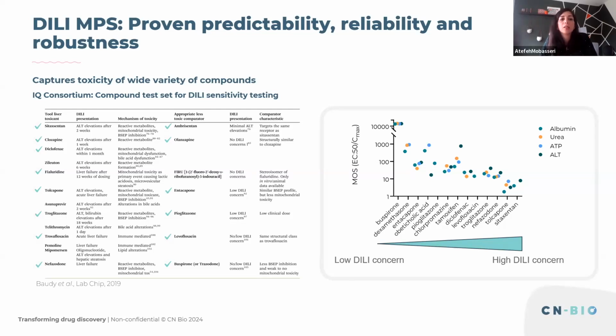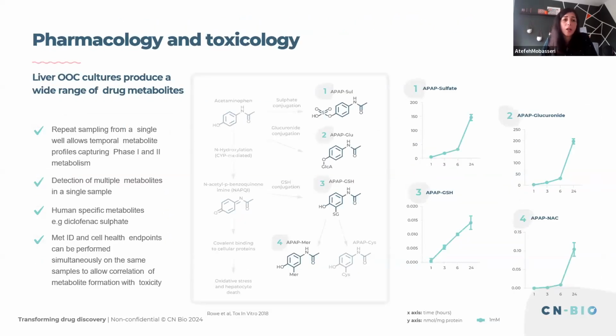We chose several of these compounds and added them in our model. We looked at several different ways to measure toxicity, and we show that using this organoid technology, we can pick up the difference between the toxicity of different compounds, even with low DILI concern. And combining toxicology with pharmacology, as I mentioned, because we are able to do repeated sampling and are working with a relatively large amount of media during the experiment, we are able to do multiple sampling.